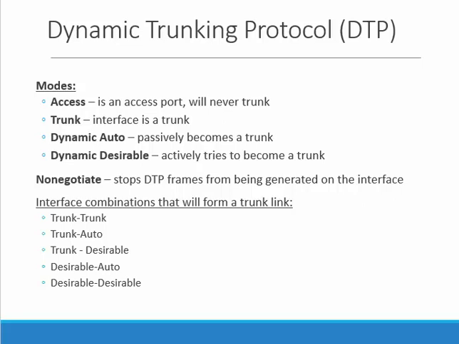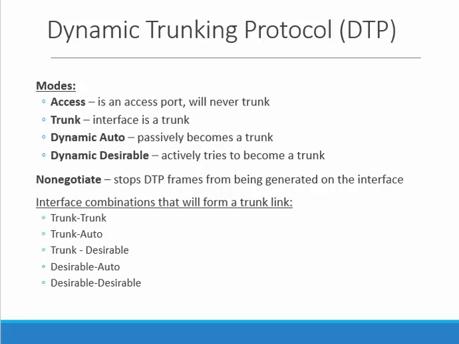If one end's access, it's not going to become a trunk. If both ends are auto, they won't become a trunk because neither side says that it wants the trunk, right? It reminds me of a high school dance, the girls on one side and the boys on the other side. And hey, if nobody walks to the middle to dance, they're not going to, right? And 2 interfaces in auto mode will never desire to trunk, or going along with my analogy, neither one of them will walk to the middle of the dance floor, right? So those are the interface combinations that will cause the link to form a trunk.